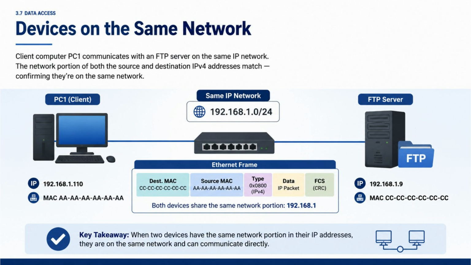When PC1 and an FTP server share the same IP network, confirmed because the network portion of both IPv4 addresses matches, the Ethernet frame goes directly from one device to the other in a single hop, no router needed. This is the simple case. The next few slides build toward the more complex remote network case.